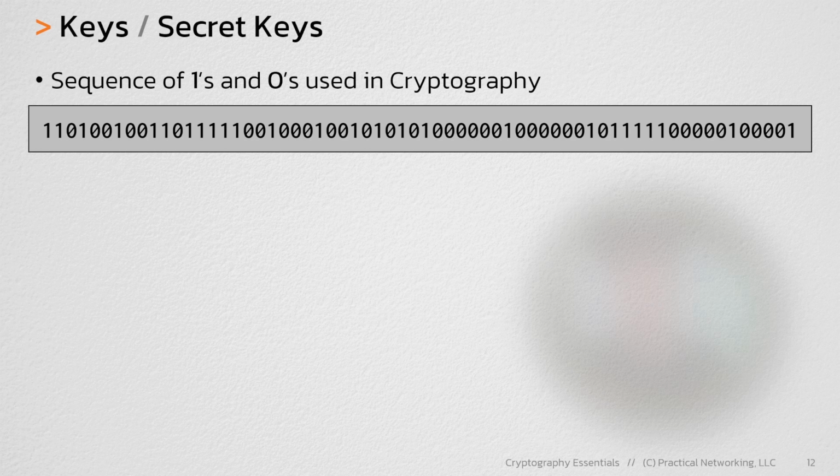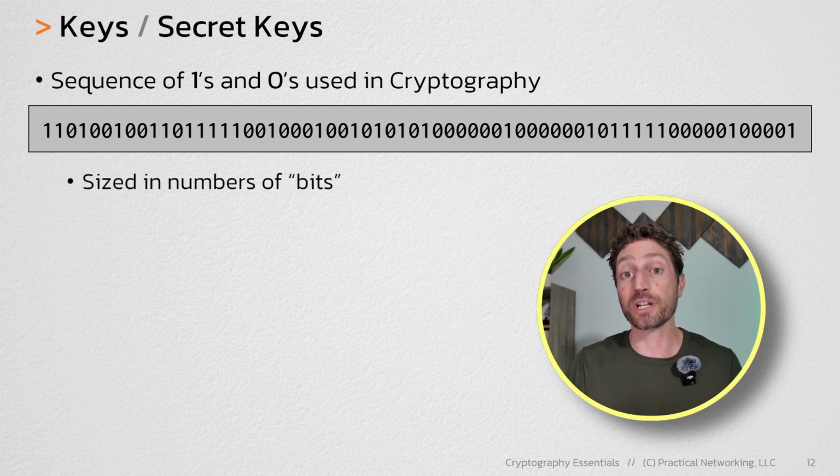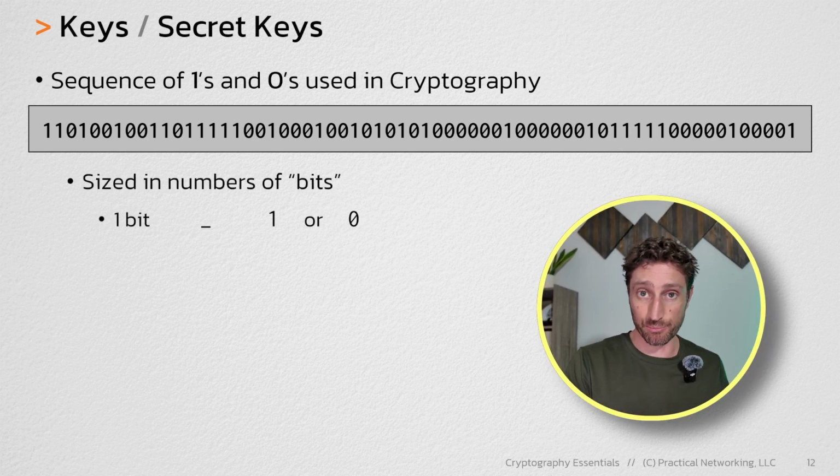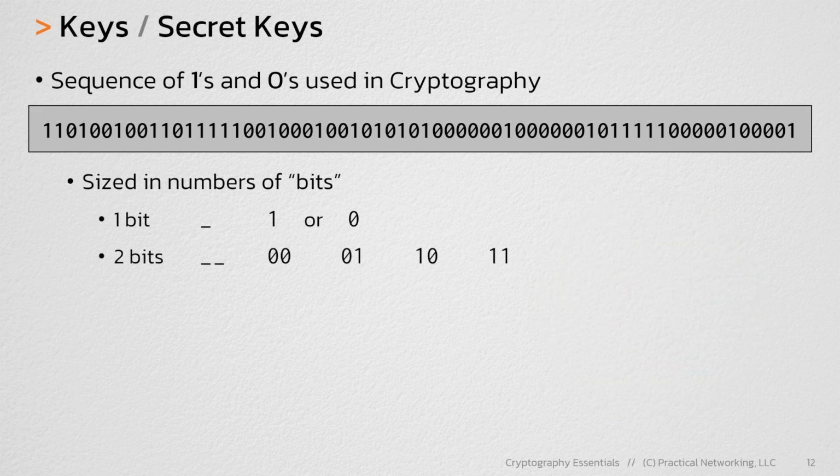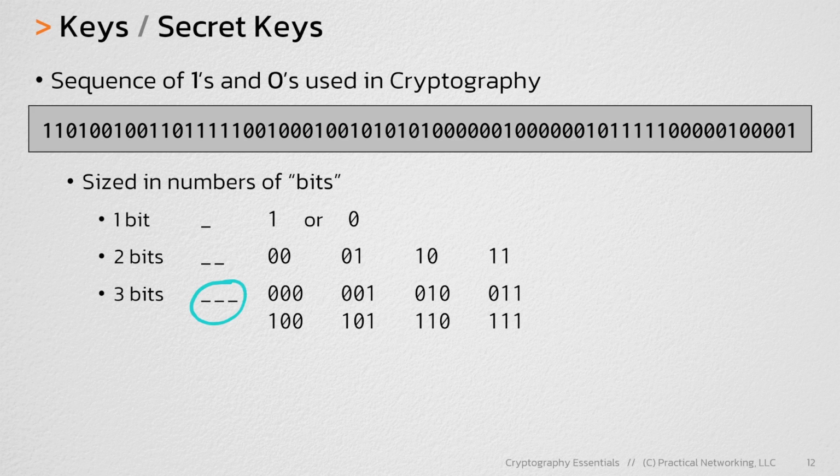Keys are sized in binary by their number of bits. A single bit in computing is a single digit of a 1 or a 0. A 2-bit key would be 2 digits, either of which can be a 1 or a 0, giving you 4 total combinations for every single 2-bit key. A 3-bit key would be 3 digits, giving you 8 possible combinations of 1s and 0s that you can make with 3 digits. This key right here is a 64-bit key. It's a sequence of 64 ones and zeros.